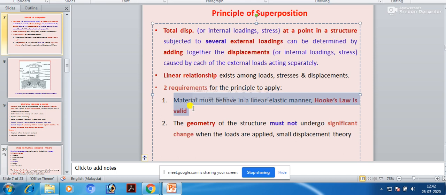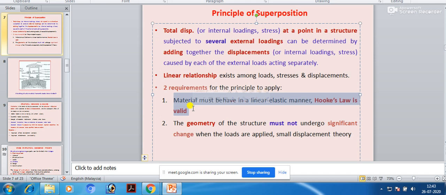You see, I have given you that example of the monkey. The geometry of the structure has not undergone significant changes. The branch has bent, and when the monkey goes away, the branch comes back to its own position. So the geometry of the structure should not change significantly. If it does, there may be a violation of Hooke's law. So the geometry of the structure is also very important. It must not undergo significant changes when the loads are applied.